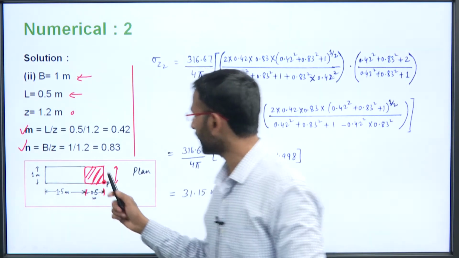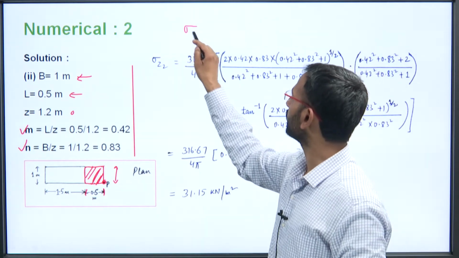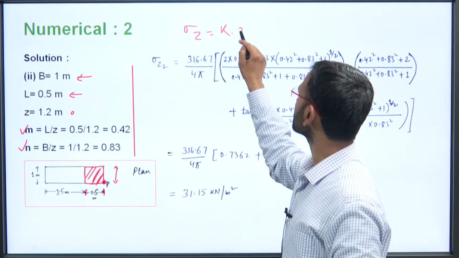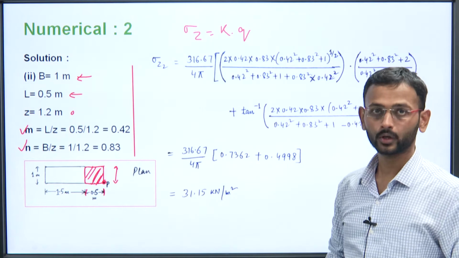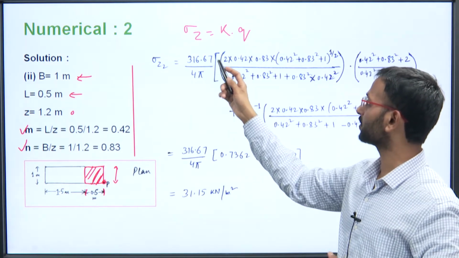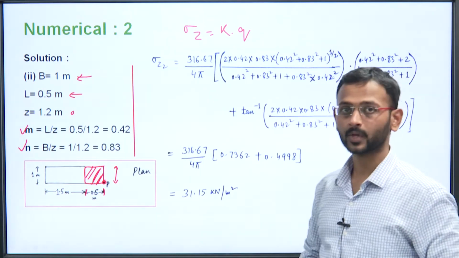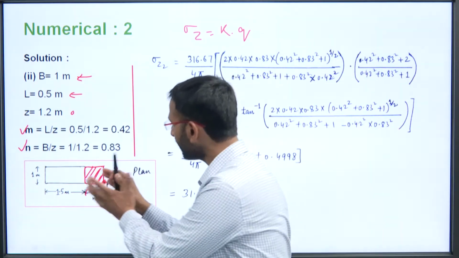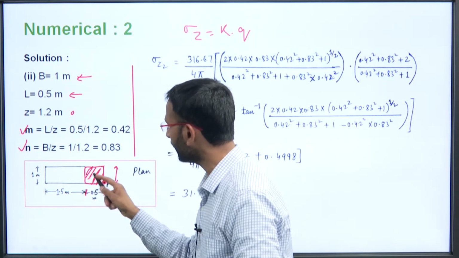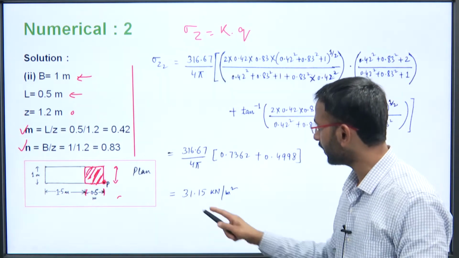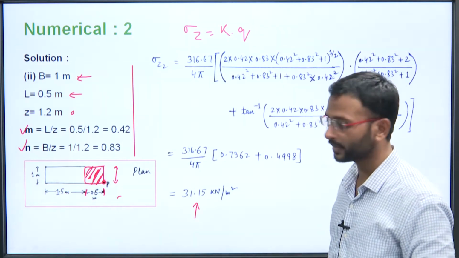So due to this area, again you have simply taken sigma z is equal to k into q. So this comes out to be k, 316.67 by 4 pi, and you simply put the values of m and n there, and you get the value due to this loaded area as 31.15 kilonewton per meter square.